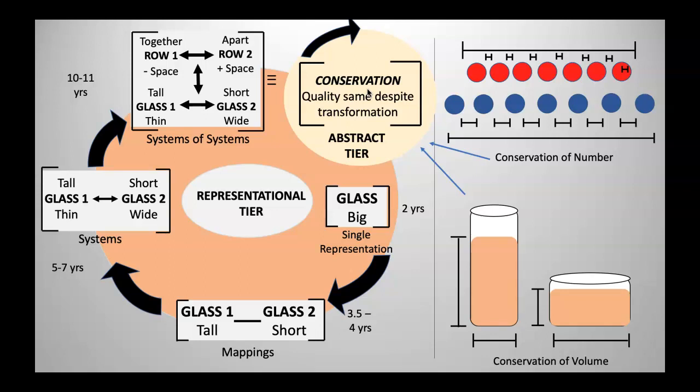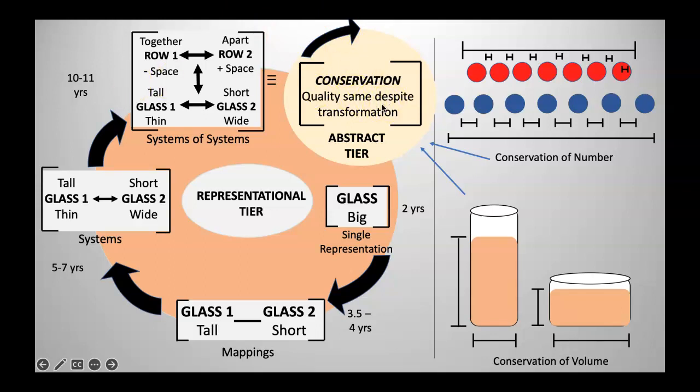With algebra, what you've got are variables: a plus b equals c, where a can mean anything. It can mean glasses, it could mean water, it could mean number, it can mean discs, it can mean houses, it can mean roads. It doesn't matter what it is. A plus b equals c. The capacity to represent things abstractly is coming around age 10 to 11.